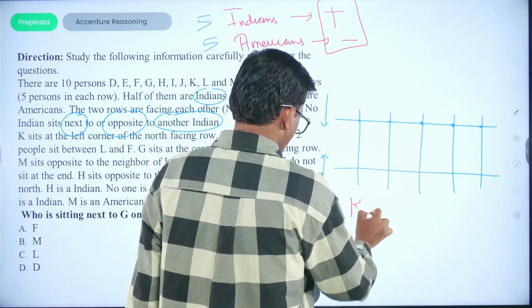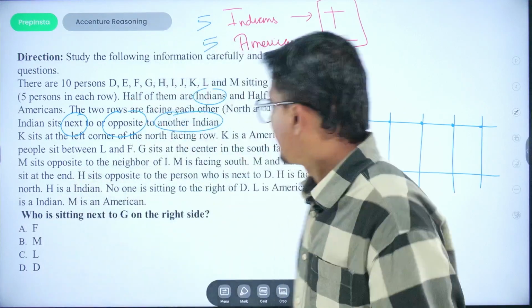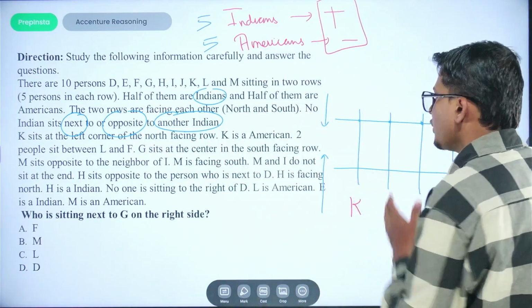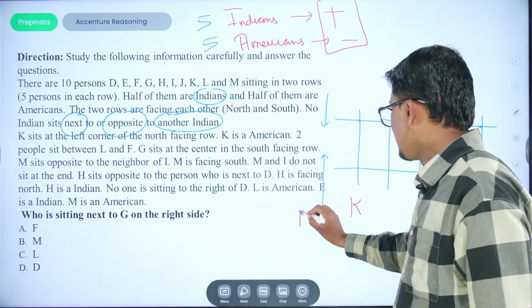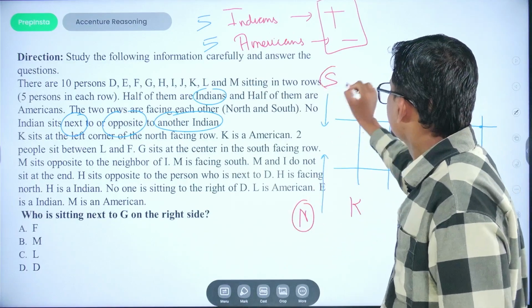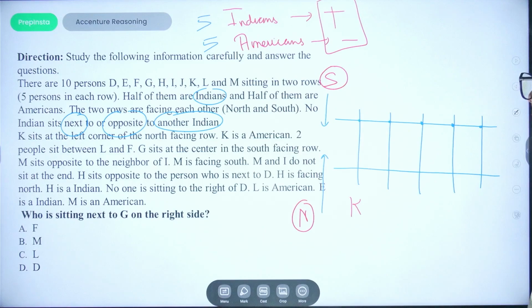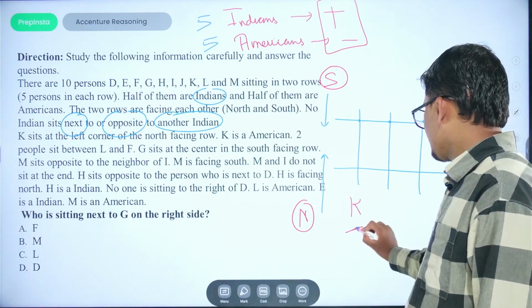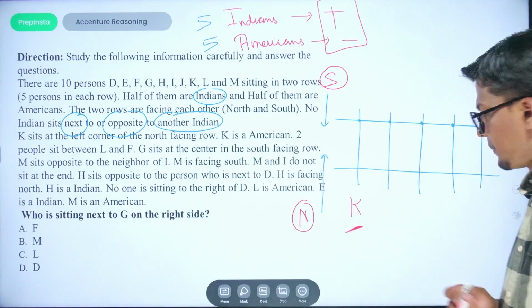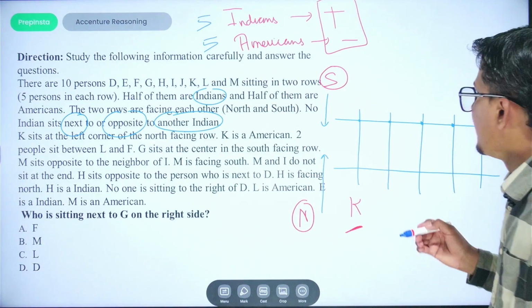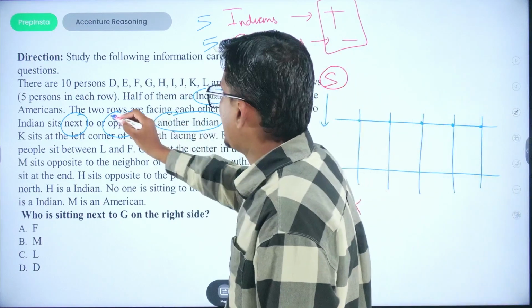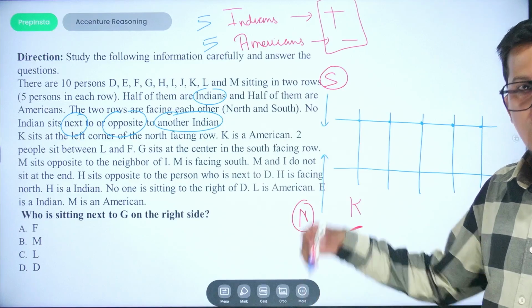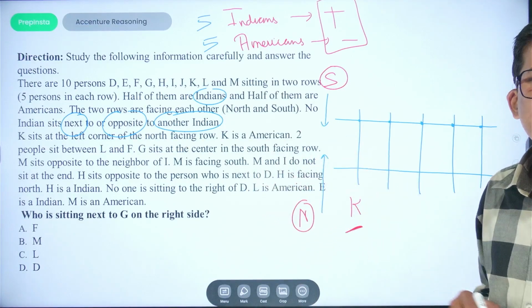और यहाँ पे लिखा है कि K is at the left corner. So this would be the left corner of the north facing row. This would be north facing row and this would be south facing row. Correct. Now K is an American. Okay. So if K is American, we will use the symbol negative to represent the nationality of K. We are given the condition that no Indian sits next to or opposite to another Indian. That means no American will also sit next to or opposite to each other.